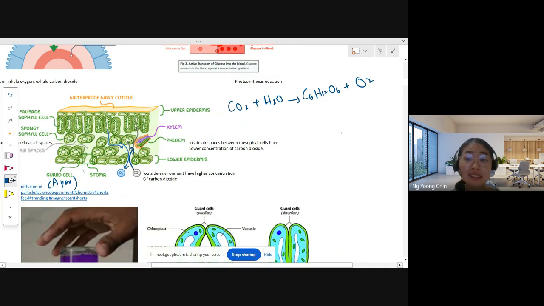So please remember to balance the equation. Whenever you write this equation in the exam, you just balance with 6. 6 is enough already. Okay, and then above the arrow, you can write about the sunlight. Then below the arrow, you can write about the chlorophyll. Chlorophyll, yeah, not chloroplast.